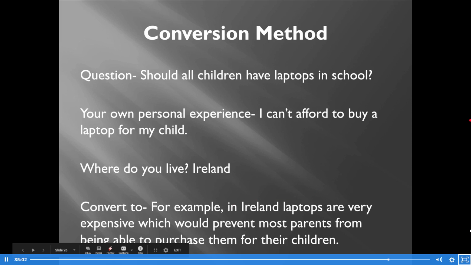So she converted it to, for example, in Ireland, laptops are very expensive, which would prevent most parents from being able to purchase them for their children.